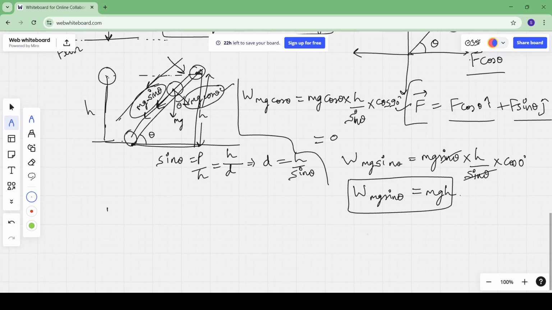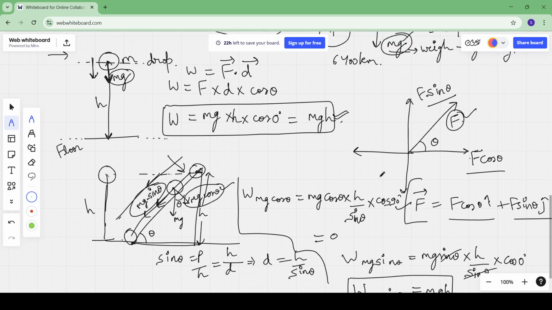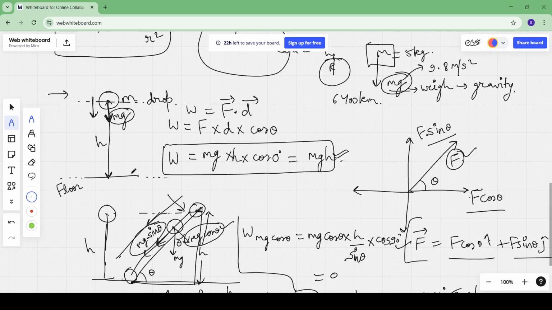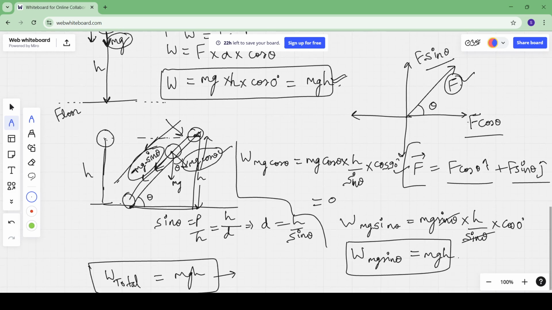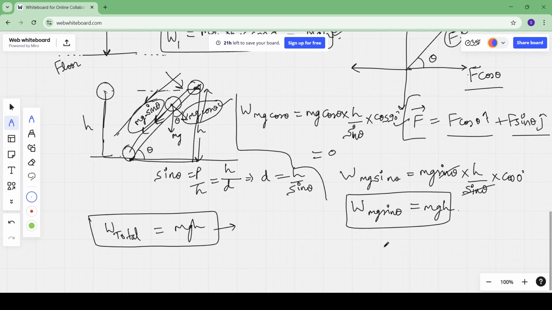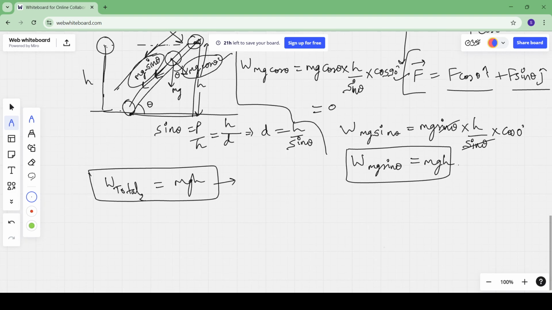Now if we add the two, because the work done due to mg cos theta is 0, the total work done will be equal to mgh. So in the two cases, I have taken the first one as a straight line, and in the second case, I have taken the path as a slant height. In the two cases, the work done is coming out to be equal. So this is the work done first, and this is the work done second. In this case also, the work done is mgh.